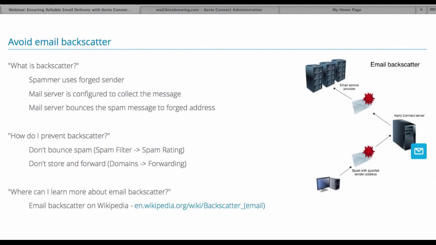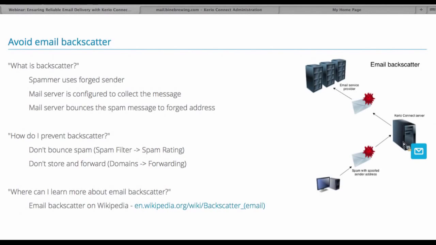So if you can, avoid backscatter. This is basically a result of using store and forward. If you're in a situation where you're collecting all mail for a domain, as opposed to immediately rejecting a connection if it's an unknown recipient, for example, you may end up in the circumstance where Kerio Connect is receiving all of the mail, and because the sender address is spoofed, the bounce back will actually go to an external service. As you see in the diagram here, this would be representing the spammer.